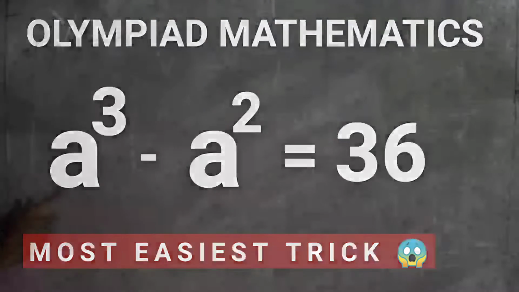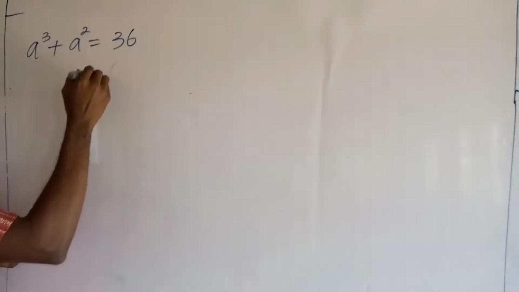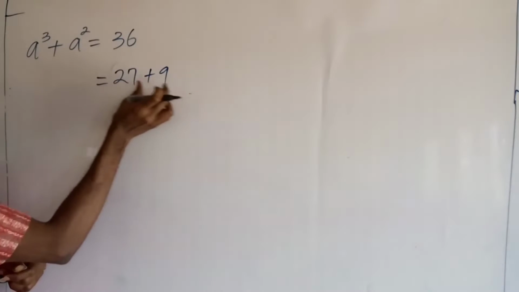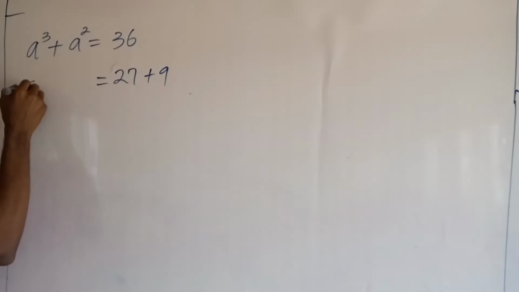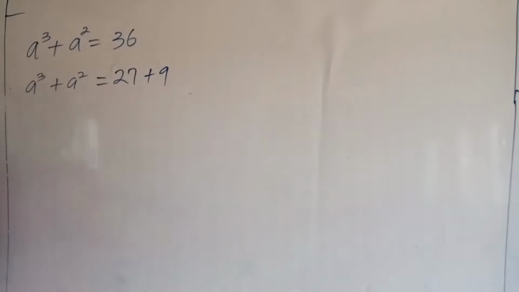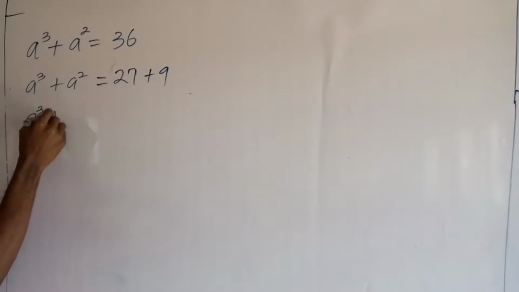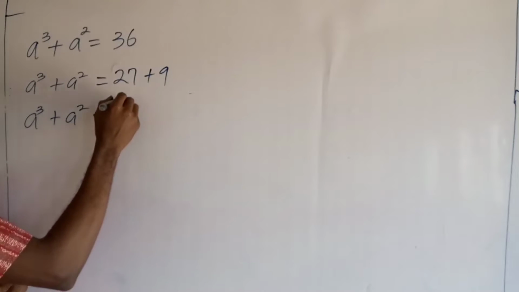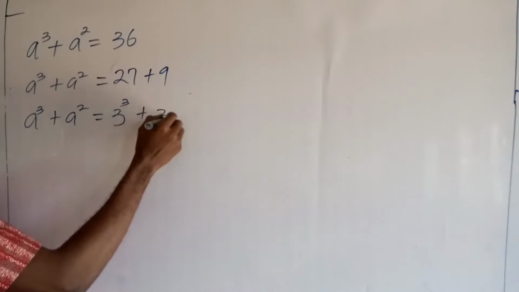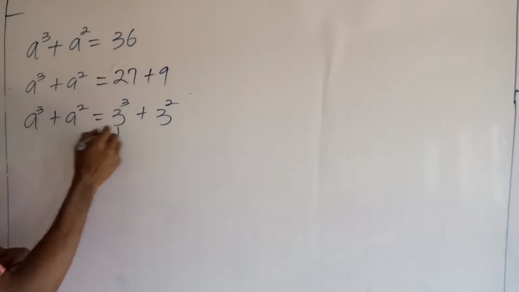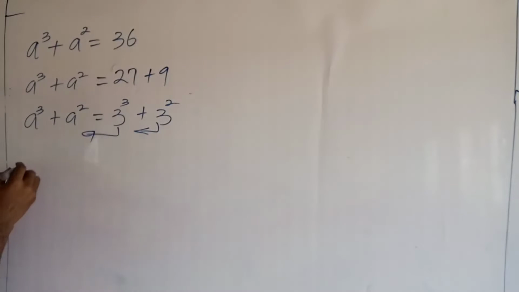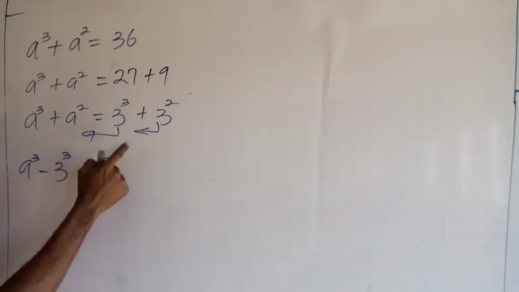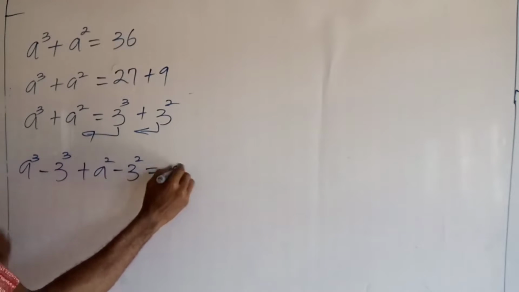The trick is, 36 can also be written as 27 plus 9, because 27 plus 9 will give me 36. So I have a cubed plus a squared. Now, a cubed plus a squared is equal to 27, which is the same as 3 to the power 3, plus 9, which is the same as 3 to the power 2. So I want to take these inside the equation: a cubed minus 3 cubed plus a squared minus 3 squared is equal to 0.